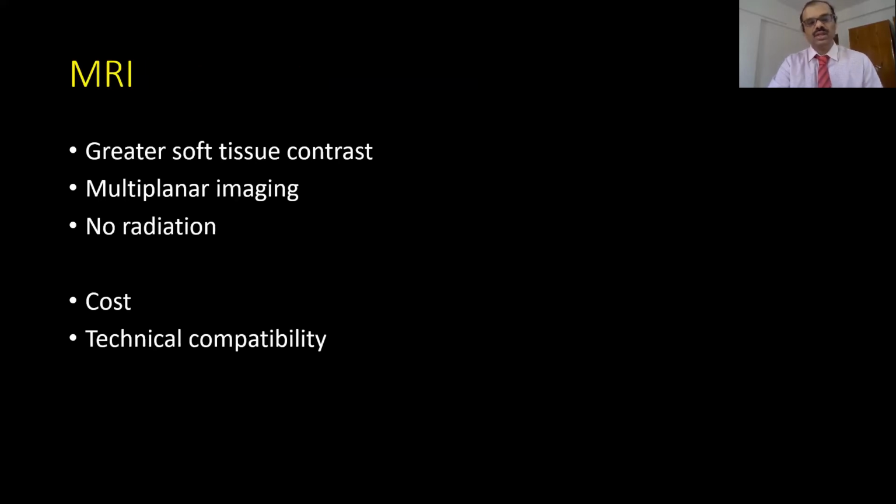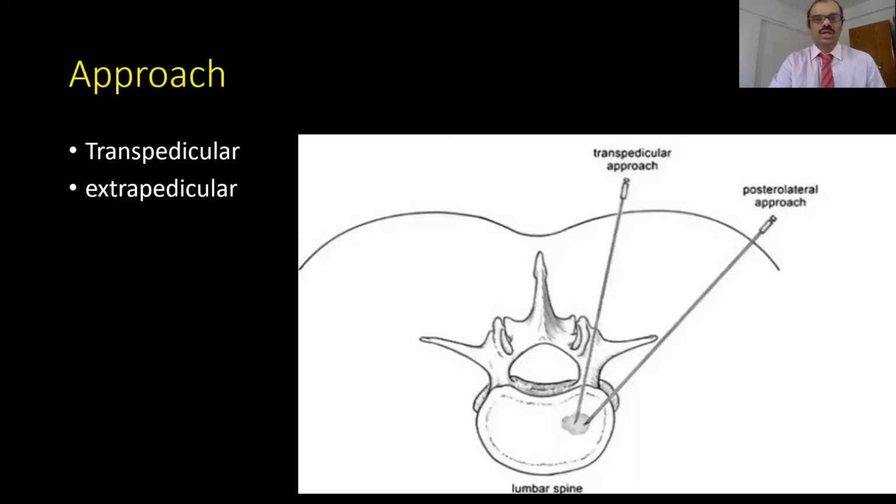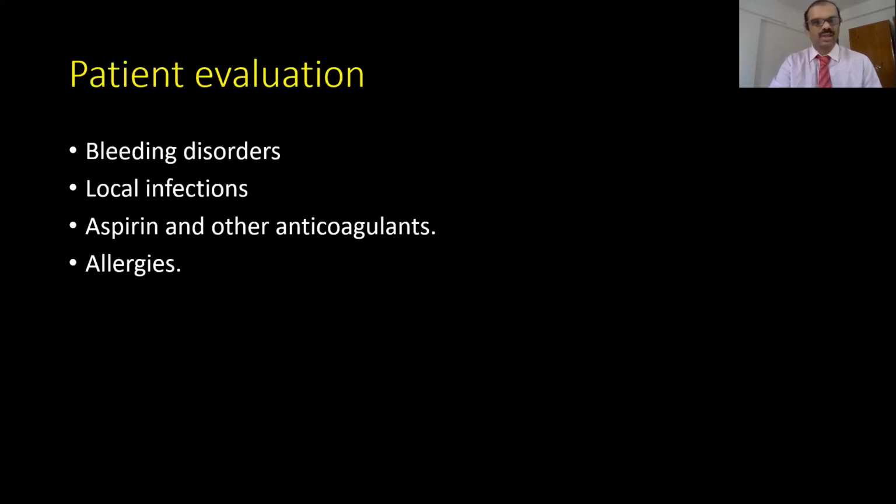MRI gives better soft tissue contrast and multiplanar imaging, and there is no risk of radiation. But it is limited by the fact that it can be a costly investigation, and we need to have MR compatible equipment. Coming to the approach, we can do biopsy either through a transpedicular approach or an extrapedicular approach. Most of the spine surgeons are familiar with the transpedicular approach.